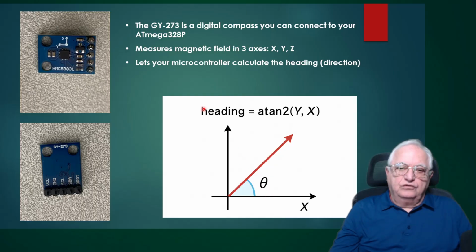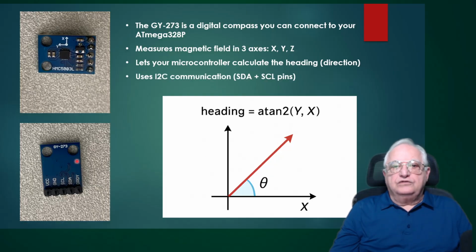And you do it as follows. So you have the heading is going to be equal to arctangent(Y, X), and that gives you your heading, this vector. Now it uses the I2C communication, the SDA plus the SCL pins like I noted here.